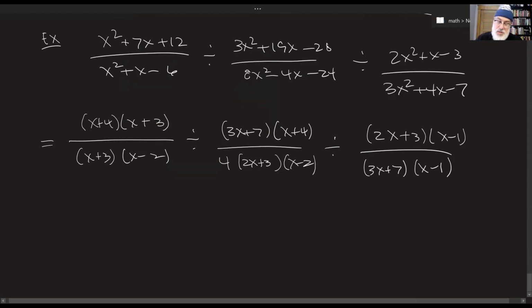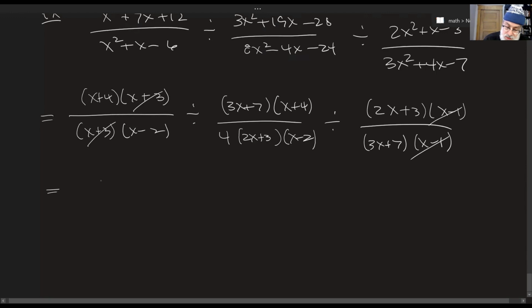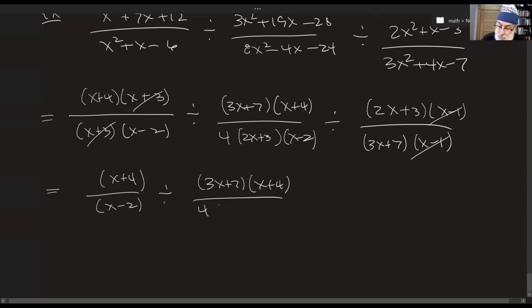All right, so that is a little bit better because we see in the expressions themselves, we can cancel some stuff. These x minus 1s go away. So that will leave us with x plus 4 divided by x minus 2, and nothing canceled in this one. So this ugly one is going to stay complete. And this one simplified a little bit too.